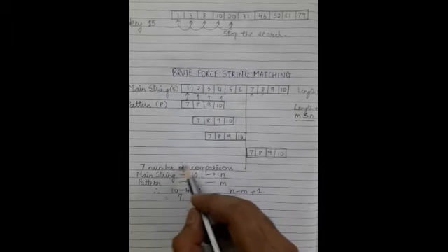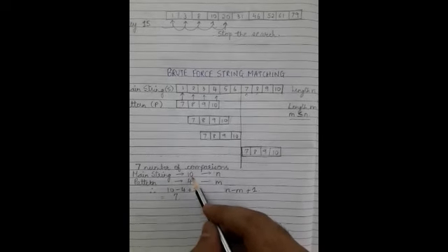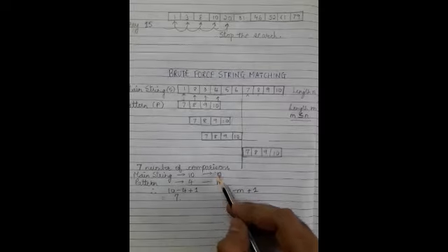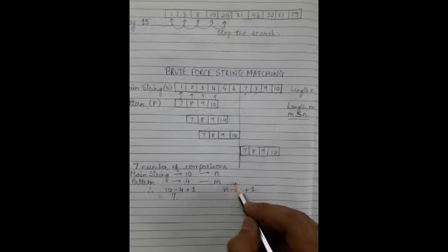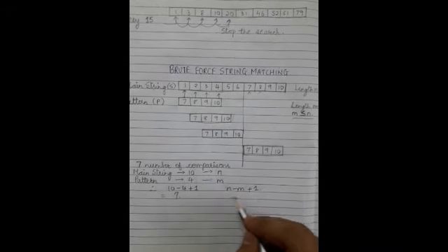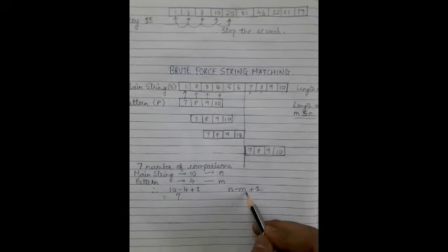How do we get this using a formula? What is the length of the main string? 10. What is the length of the pattern? 4. Let's call them n and m respectively. So it is 10 minus 4 plus 1. So n minus m plus 1 comparisons will happen for this brute force string matching algorithm.